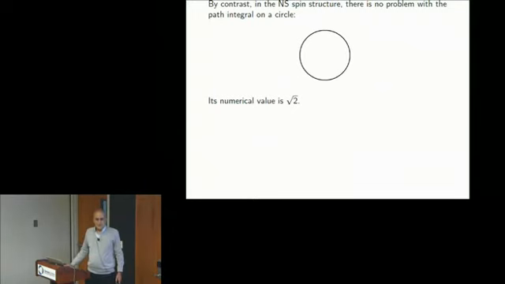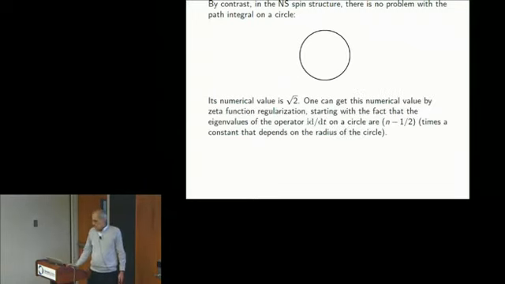If you want to know how to calculate that, one thing you could do is zeta function regularization, starting with the fact that the eigenvalues of the operator are n minus a half times a constant that depends on the radius. Then if you feed that into zeta function regularization, after a while, you'll get the answer square root of 2.